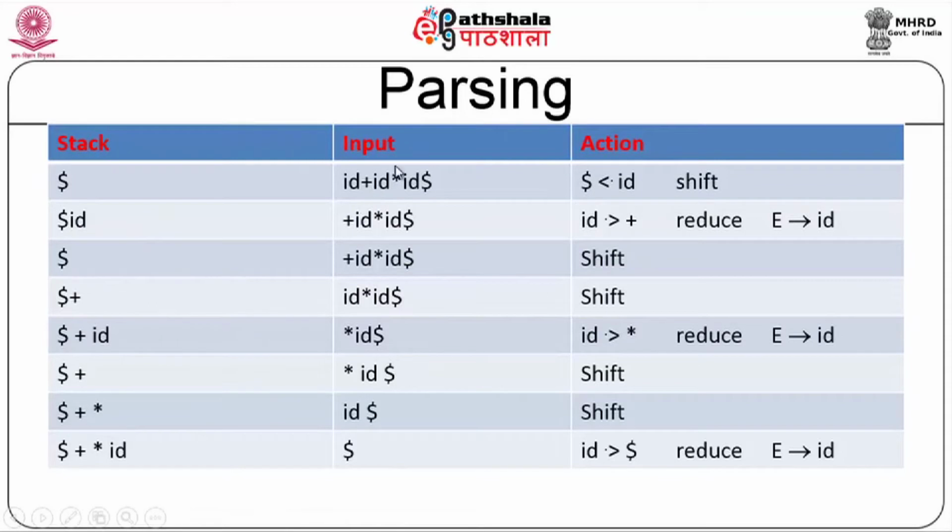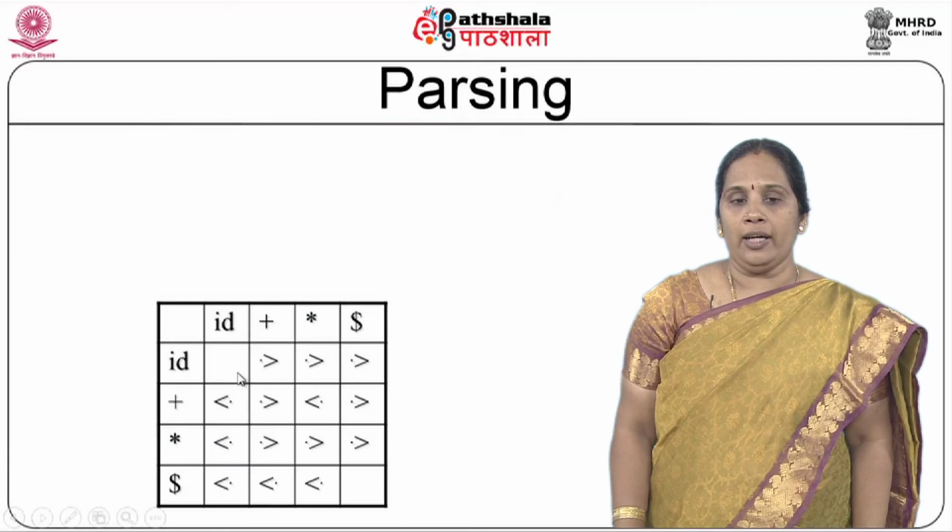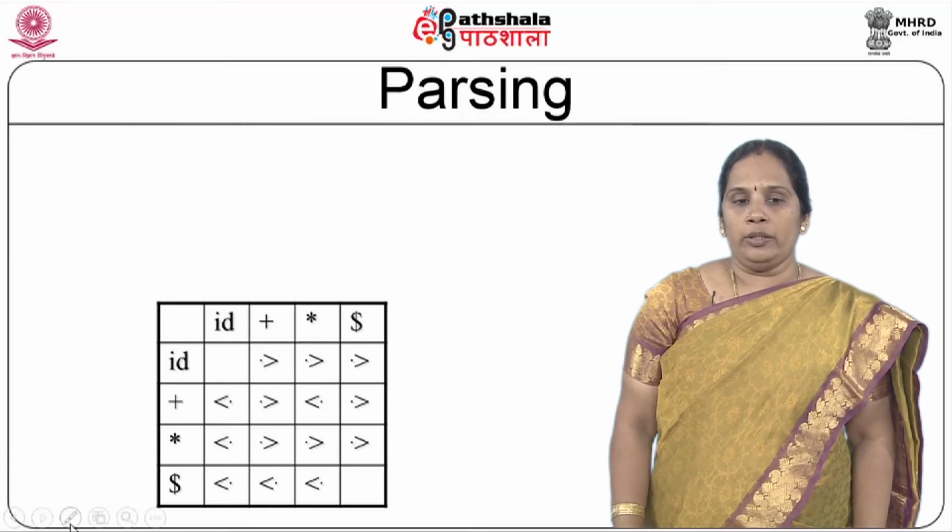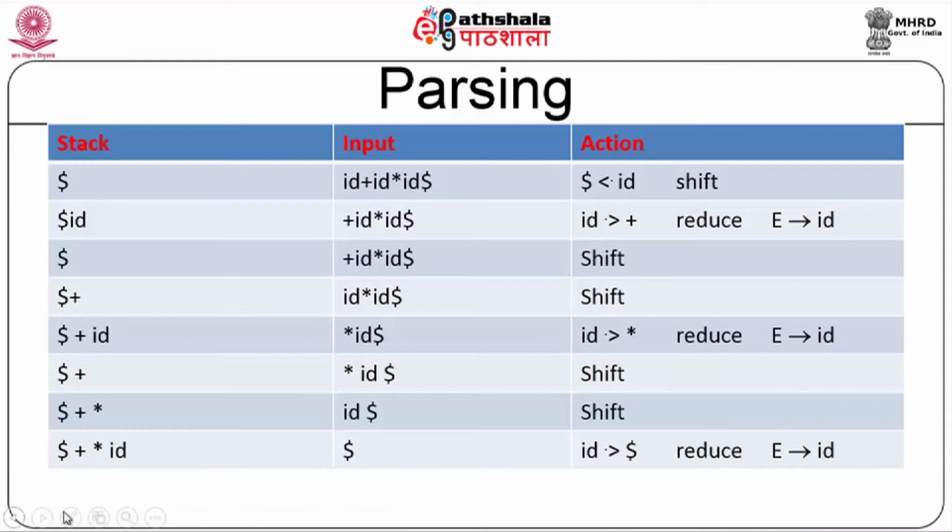Consider the input string as ID plus ID star ID followed by dollar. Now, we are going to compare the precedence of dollar and ID. What did we say? If the stack symbol has a lesser precedence than the input symbol, you shift. Else, if lesser than or equal to, you shift; otherwise you call the reduce function. So, again I am comparing dollar and ID. You can see that dollar has lesser precedence than ID. Therefore, I shift ID onto the stack. That is what is indicated here as the action.